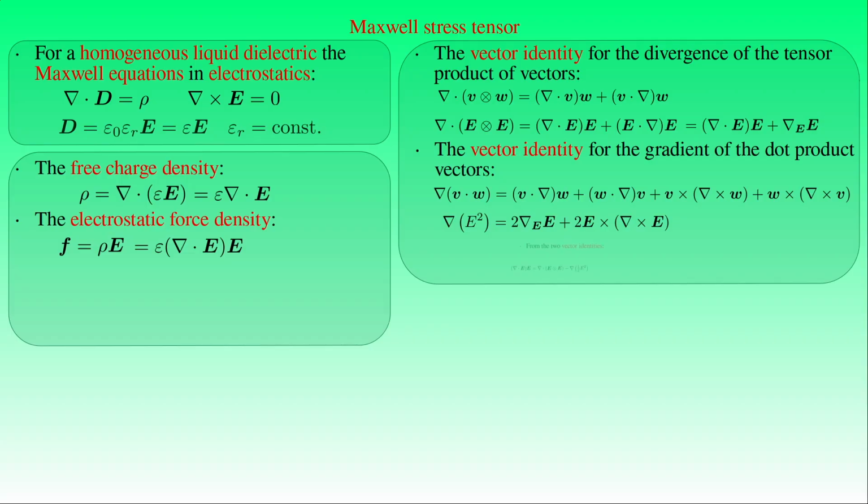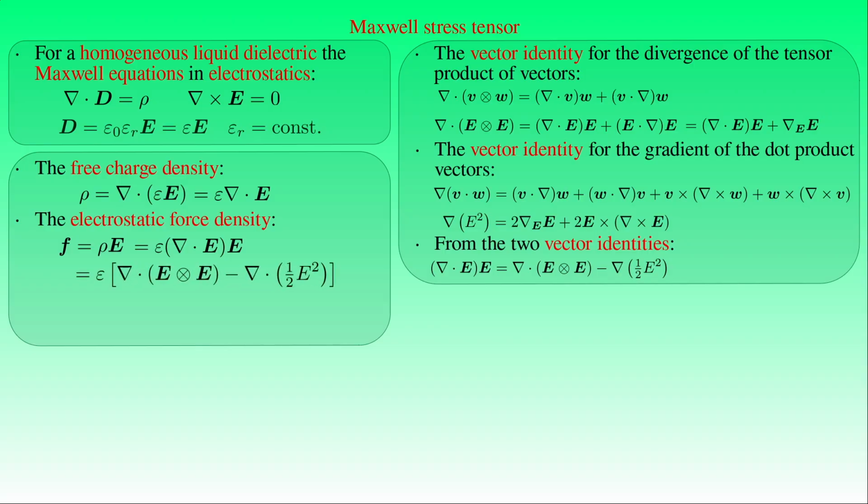If we combine the two identities applied for the field strength E by eliminating its directional derivative with respect to itself, then we can write the divergence of E times E as the divergence of the tensor product of E with itself, minus the gradient of 1/2 times E squared. This result can be substituted into the equation for the force density F, where we can factor out the nabla operator and write F as the absolute dielectric constant ε times the divergence of the difference between the tensor product of the field strength E with itself, and 1/2 times the square of the magnitude of the field strength E times the unit tensor I.